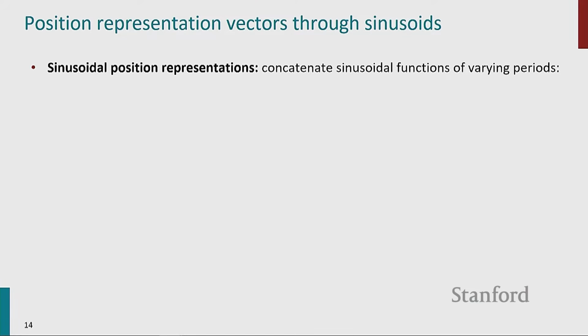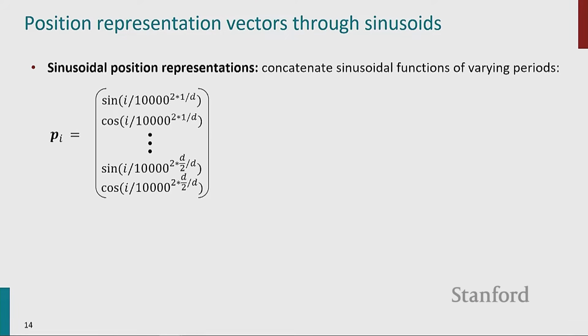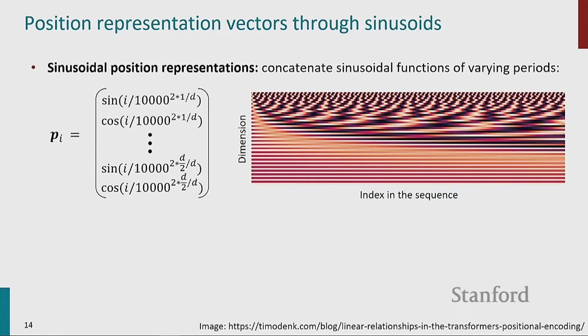So one way in which people have done this is to look at these sinusoidal position representations. This is a vector p_i in dimensionality d, right? For each one of the dimensions, you take the value i, modify it by some constant, and pass it to the sine or cosine function, and you get values that vary according to differing periods depending on the dimensionalities d.